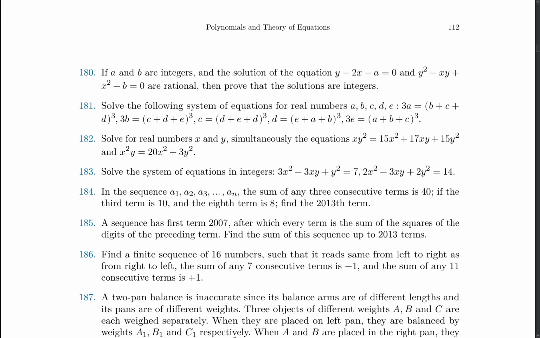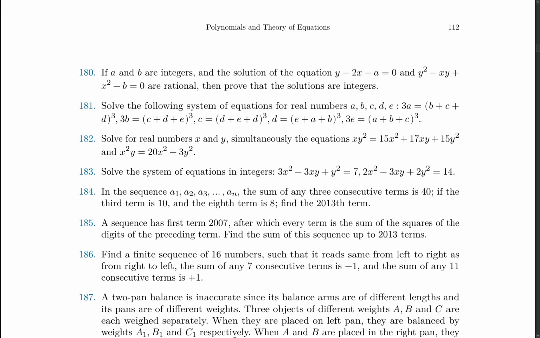In this video we will solve problems number 181 to 190, that is the 19th set of problems on polynomials and theory of equations. So without further ado, let's get started. And as always, I'll say that when I'm stating the problem, you should pause the video, and if you cannot solve the problem, only then look at the solution.